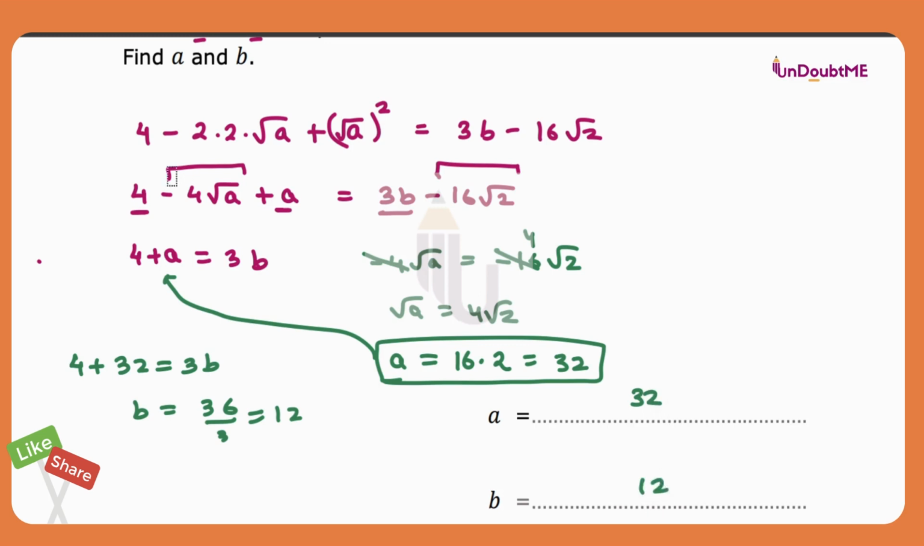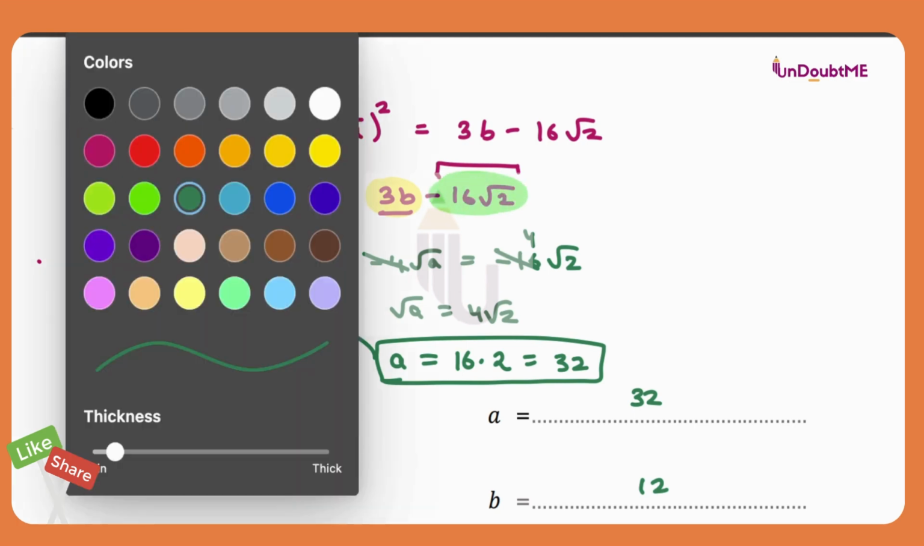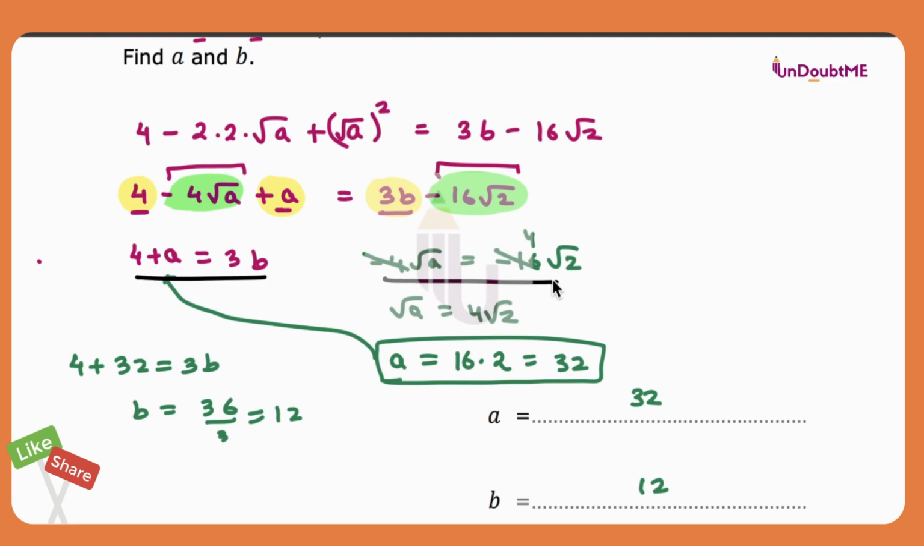Primarily in this question we compared this with this. You can see the highlighted colors, negative 4a with this. You can see the equations at the bottom. After writing the equations, on solving simultaneously, we got both a and b value.